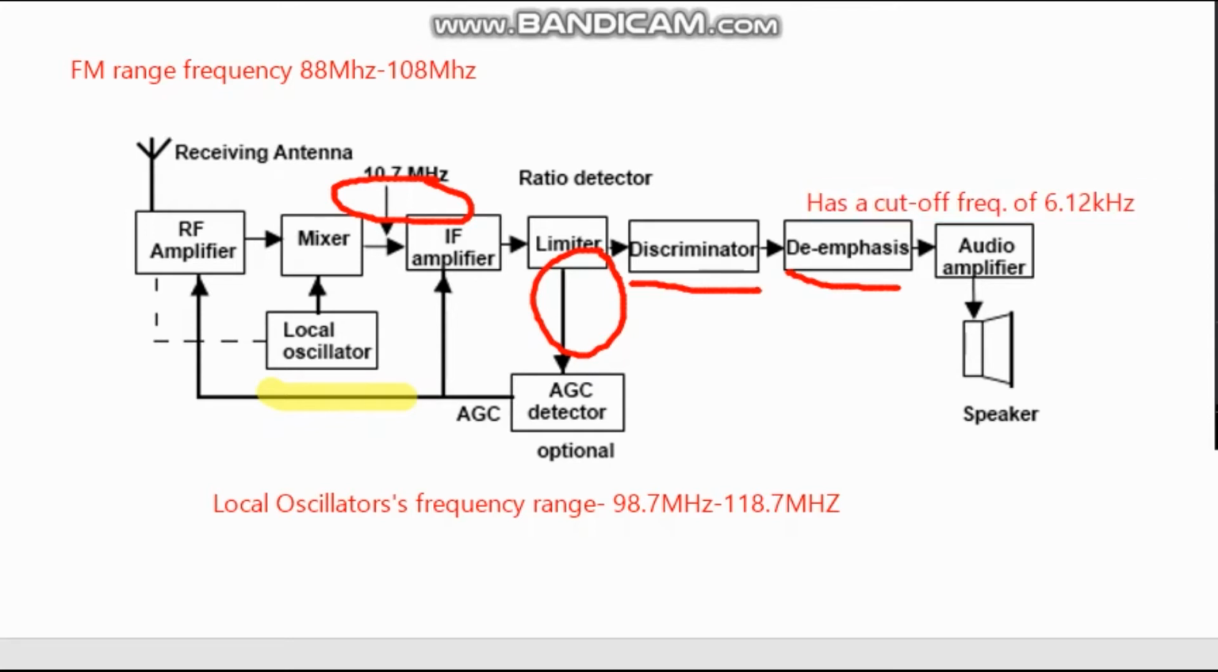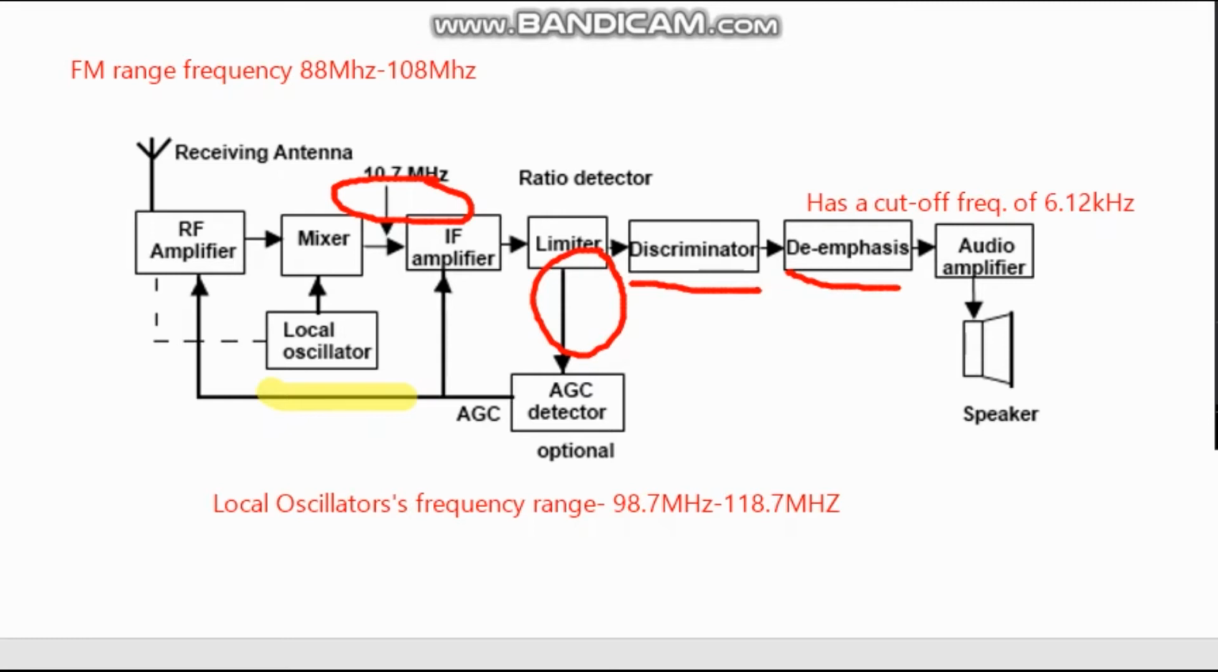So the de-emphasis circuit performs the demodulation itself, which produces the original audio signal transmitted by the transmitter. So the de-emphasis siya na rin yung nagde-demodulate, kumbaga nagbabalik ng original signal or original audio coming from the transmitter.